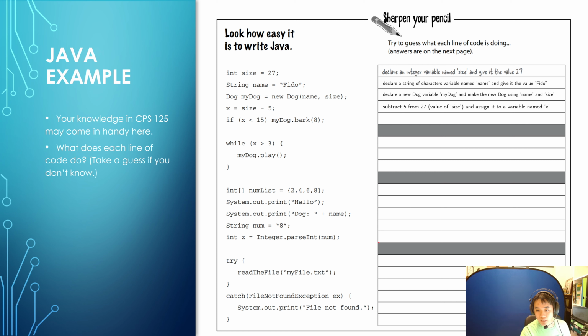Next, we have a while loop here. As long as x is bigger than 3, we're gonna tell the dog to play. Well, whatever that means to a dog, though. And we're gonna end the loop here.